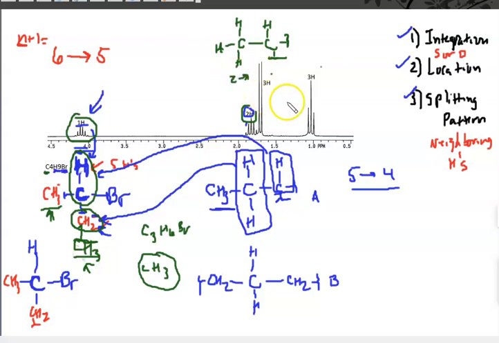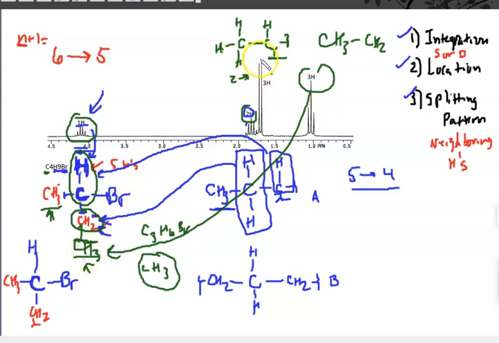So remember, it's always 1 less. And then this is a CH3 next door to what? So it's a triplet. What's it next door to? CH2. So this peak is for that hydrogen. And then this peak right here is for this hydrogen over here.